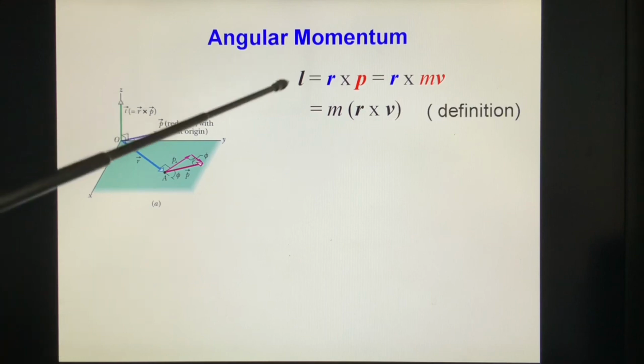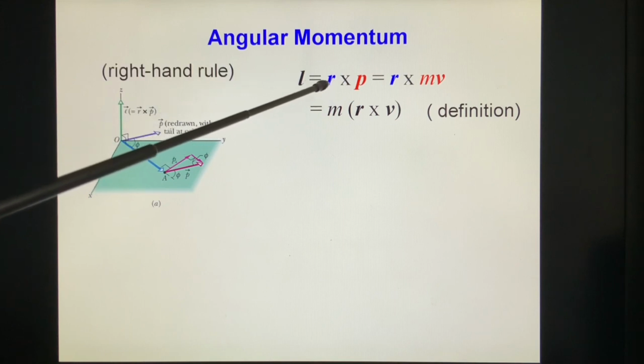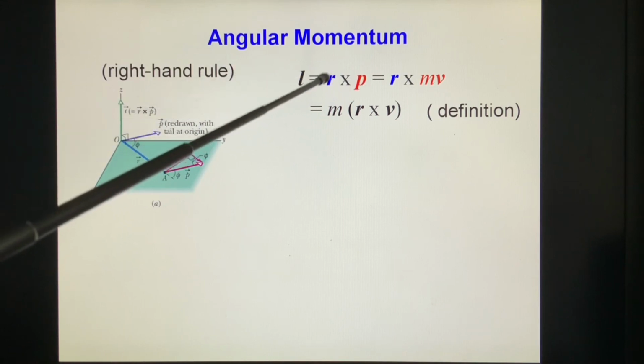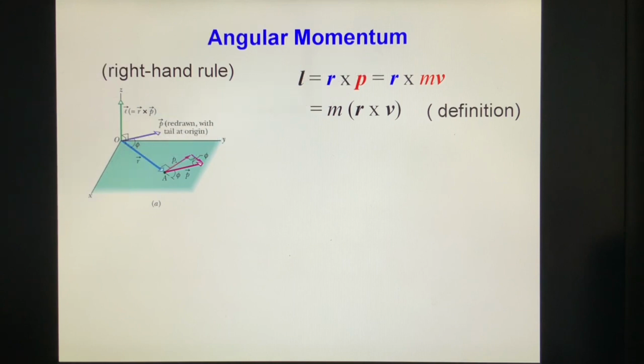Now let's look at this angular momentum carefully. We always use the right-hand rule. We extend our right hand with the four fingers along R, and we rotate toward P. Your extended thumb is the direction of L. L is perpendicular to R and perpendicular to V. So L must be this one. The angular momentum in this case, because it is R cross P, points in this direction.